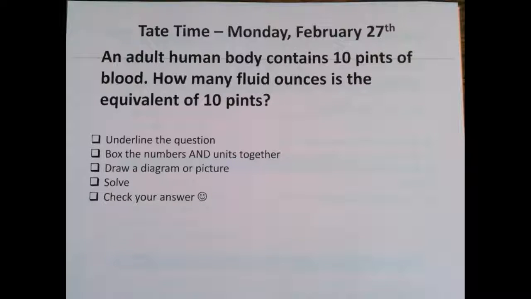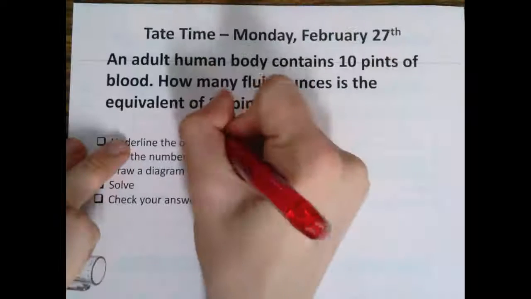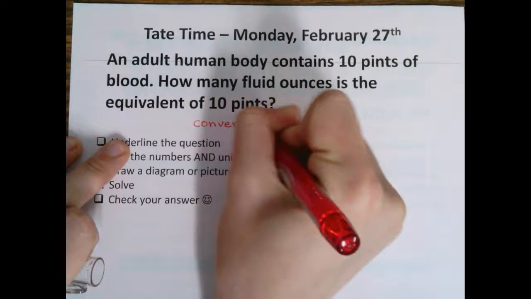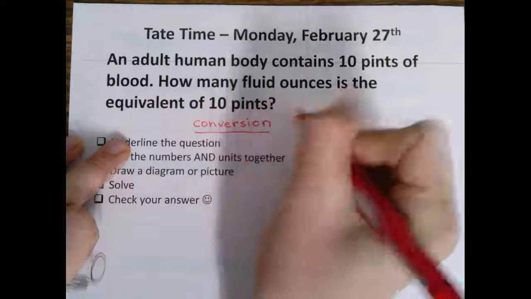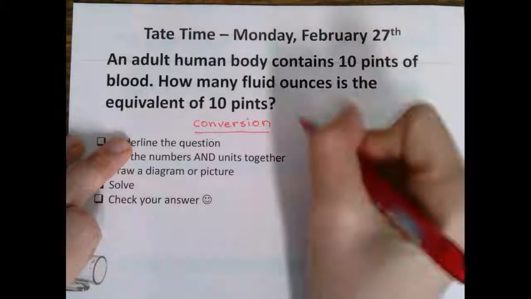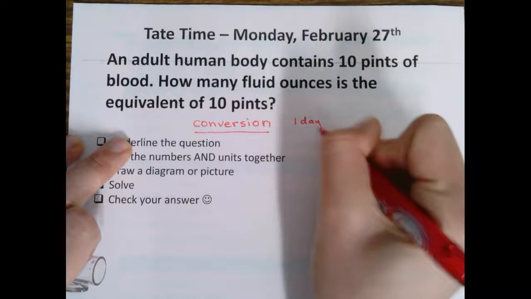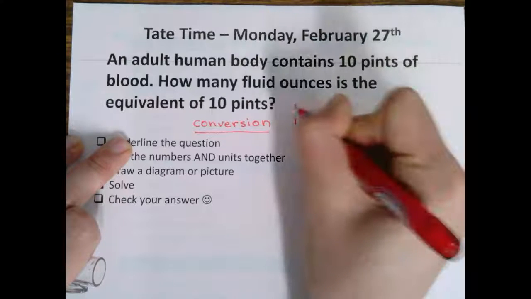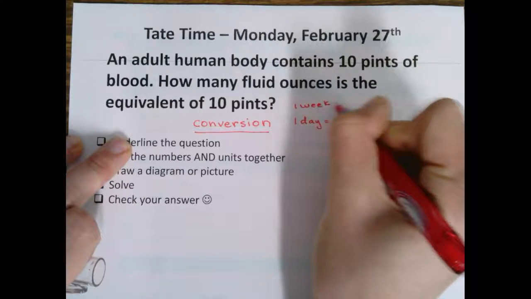We are going to continue working on our conversion problems, and remember, when we do a conversion, I'm going to write that word for us just so we can hear it and see it. When we do a conversion, all we're doing is changing from one measurement to another, and they're still equivalent, just like 1 day equals 24 hours, and 1 week equals 7 days.